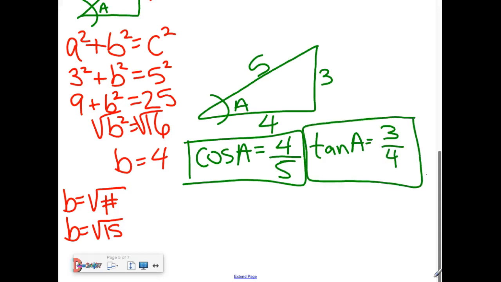So this problem is basically taking a combination of everything we know. All right, we will see you next time for triangles day 2.